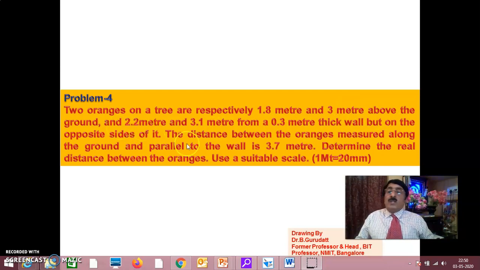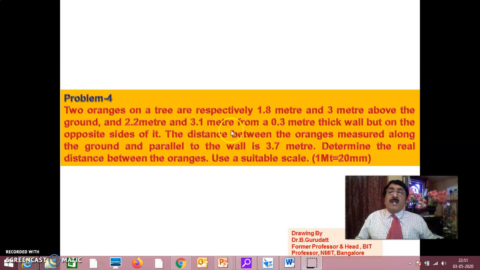And they are 2.2 meters and 3.1 meters from a 0.3 meter thick wall. You have to show the 0.3 meter thick wall. They are on the opposite sides of the wall. On one side you have one orange, on the other side of the wall you have another orange. One is at a distance of 2.2 meters, another is 3.1 meters.